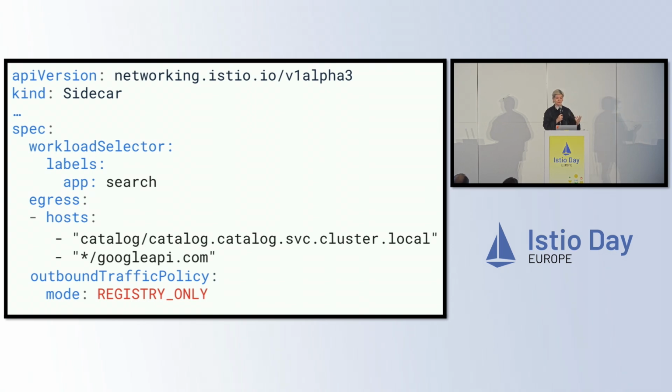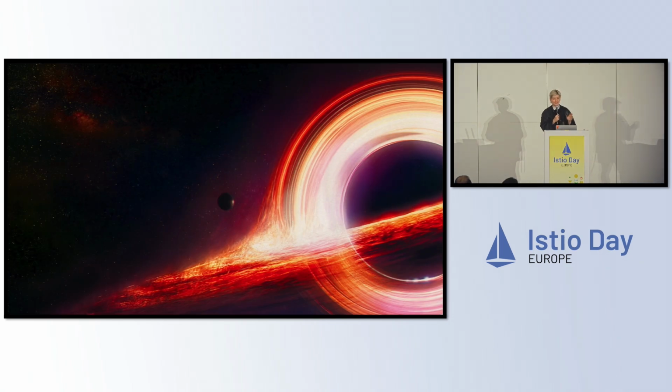However, what we found is that by choosing the registry-only mode, which actually blocks the requests as soon as a host isn't listed here, was a much safer choice for us. And why that is, is that what Istio does is that it blocks the requests and it sends it to what we know in the Istio universe as a black hole cluster.